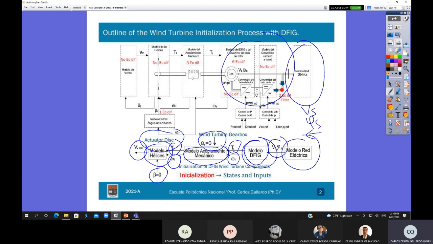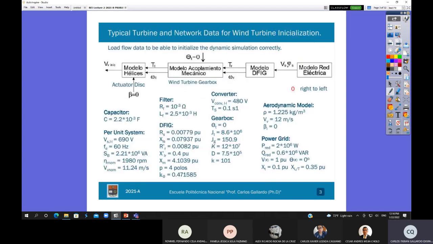Okay, so now I want to carry out the initialization of the second component, the doubly fed induction generator. In order to carry out this initialization, I will use the following data from the manufacturer. This is a real wind turbine. So I will have here the capacitor. What is the per unit system? I will have the base complex power, 2.21 MVA.